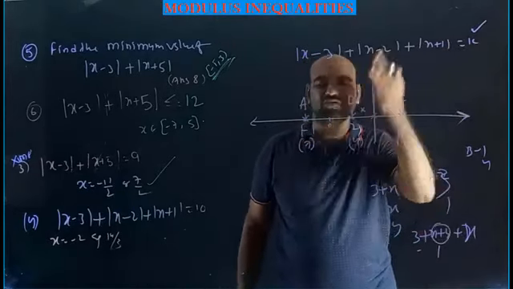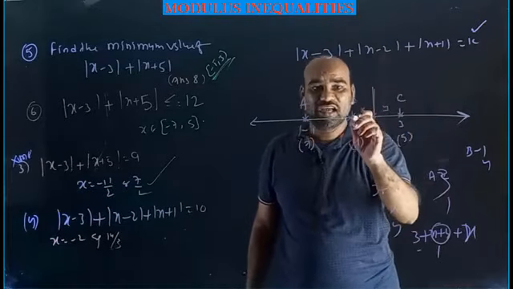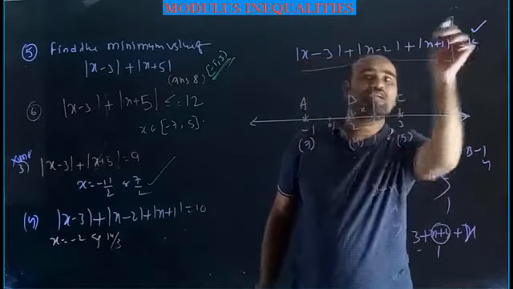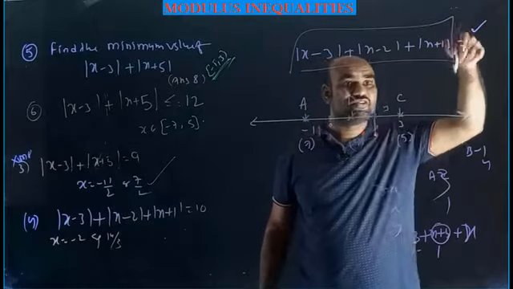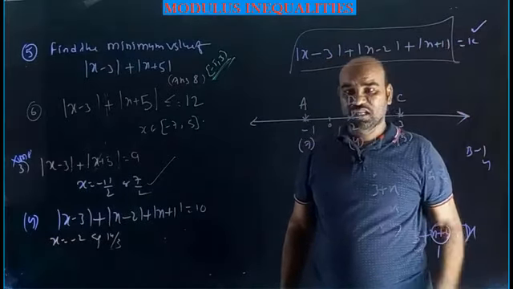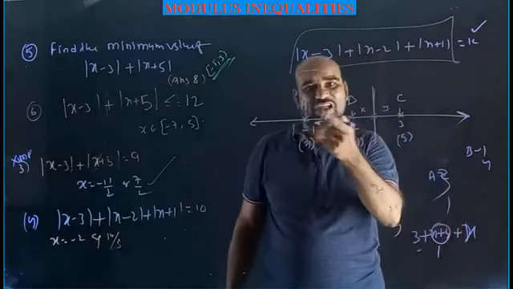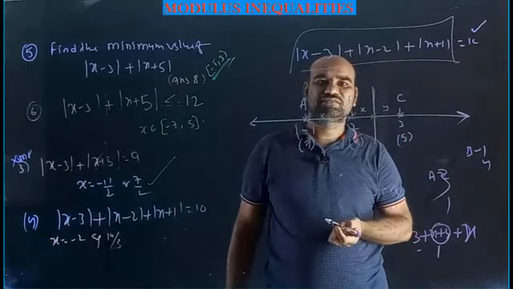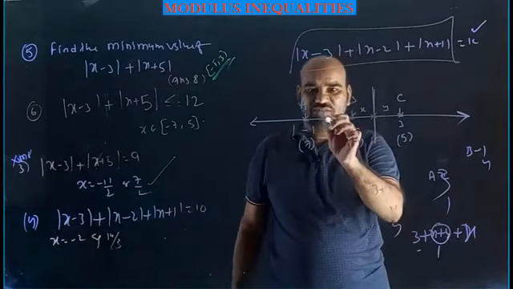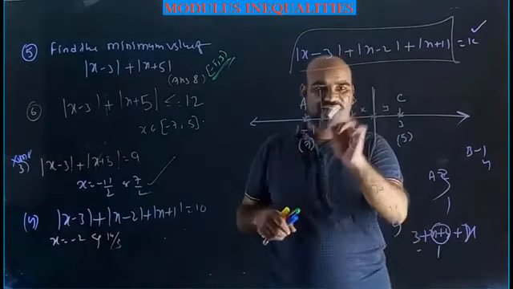What value of X? 2. At X equal to 2, this expression gets its minimum value, that is 4. If they want to meet at this point, the value should be greater than 4 only. You can observe, for example. Okay, see.